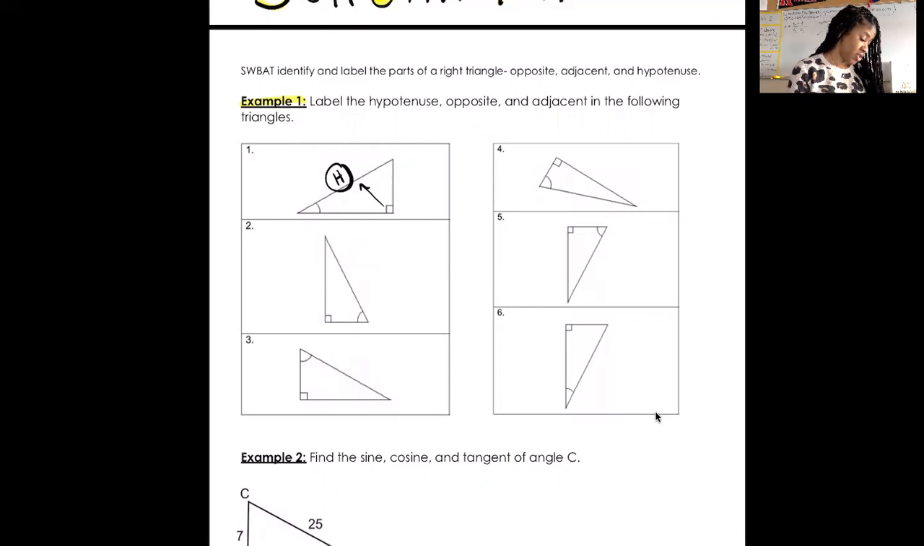Next, you find your labeled angle. Across from the labeled angle is going to be the opposite. And lastly, in between the labeled angle and the right angle is the adjacent. The adjacent is just the one that's left over, honestly.